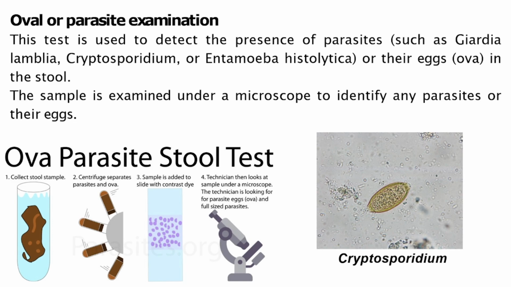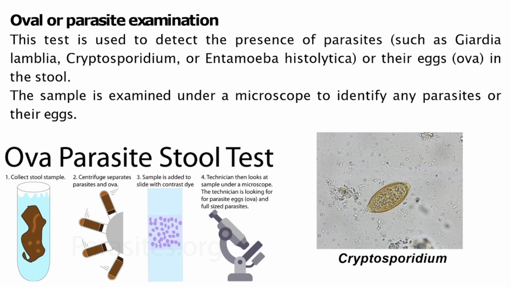As you can see at point number 3, the sample is first stained with different types of dyes, and then the laboratory technologist will examine the slide under the microscope. The first is about the collection of the sample. The second separates the parasites and ova through the centrifuge process. In step number 3, the sample is stained with different types of dyes. And the fourth is that the technician then looks at the sample under the microscope.